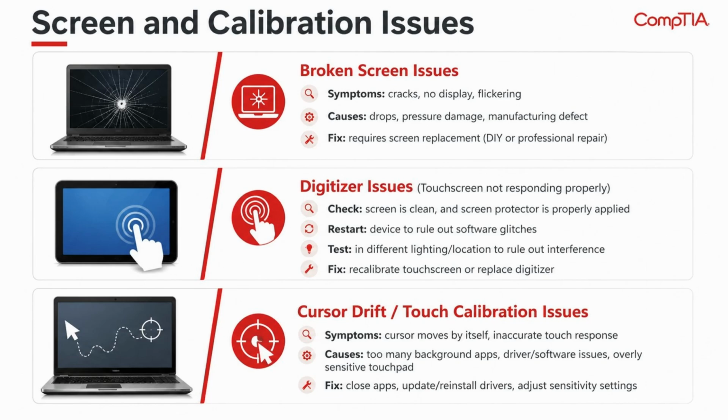A digitizer issue means the touchscreen isn't responding properly. Check the screen is clean, restart to rule out a software glitch, and test in different lighting. If that doesn't fix it, recalibrate or replace the digitizer. Cursor drift shows up as the cursor moving on its own or inaccurate touch, usually from background apps or an overly sensitive touchpad. Fix it by closing apps, updating drivers, and adjusting sensitivity.